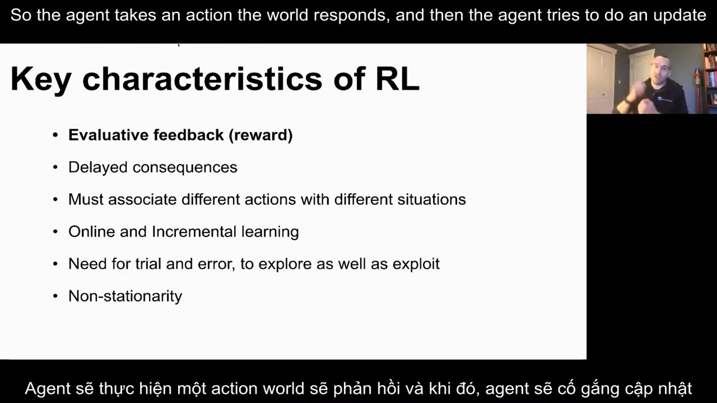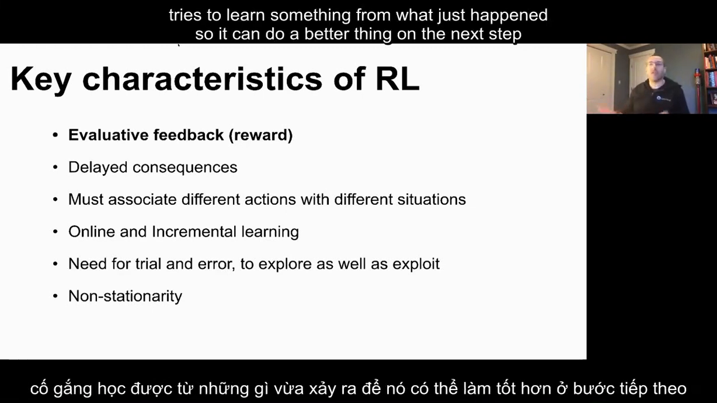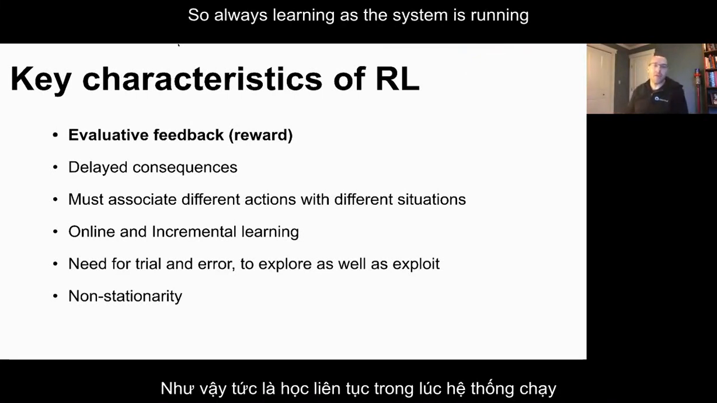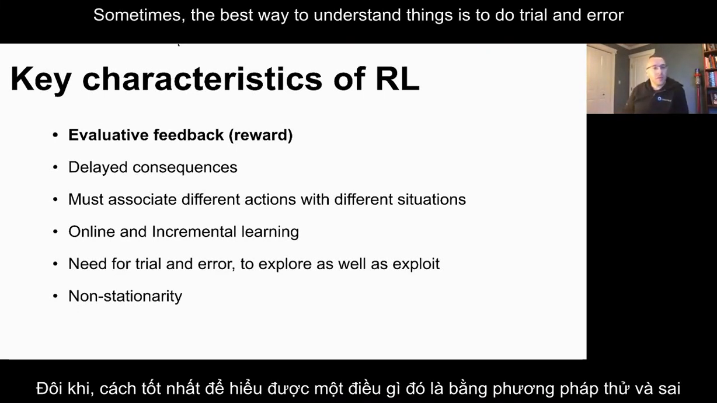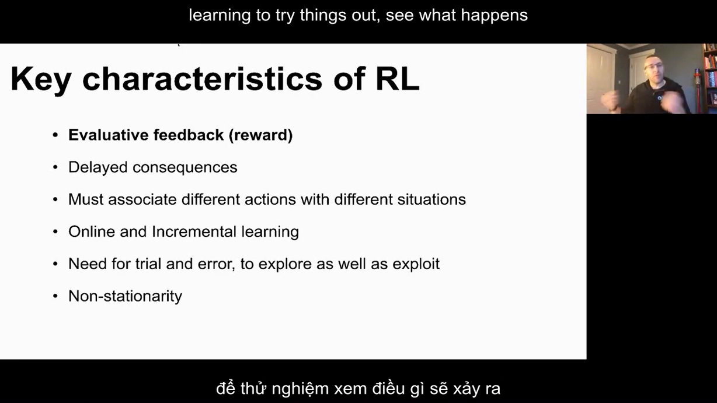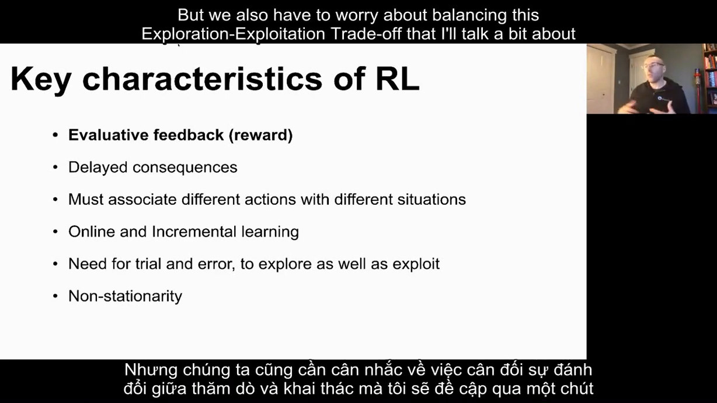So the agent takes an action, the world responds, and then the agent tries to do an update, tries to learn something from what just happened so it can do a better thing on the next step. So always learning as the system is running. And just like animals and people, sometimes the best way to understand things is trial and error learning, to try things out, see what happens. But we also have to worry about balancing this exploration-exploitation trade-off that I'll talk a bit about.